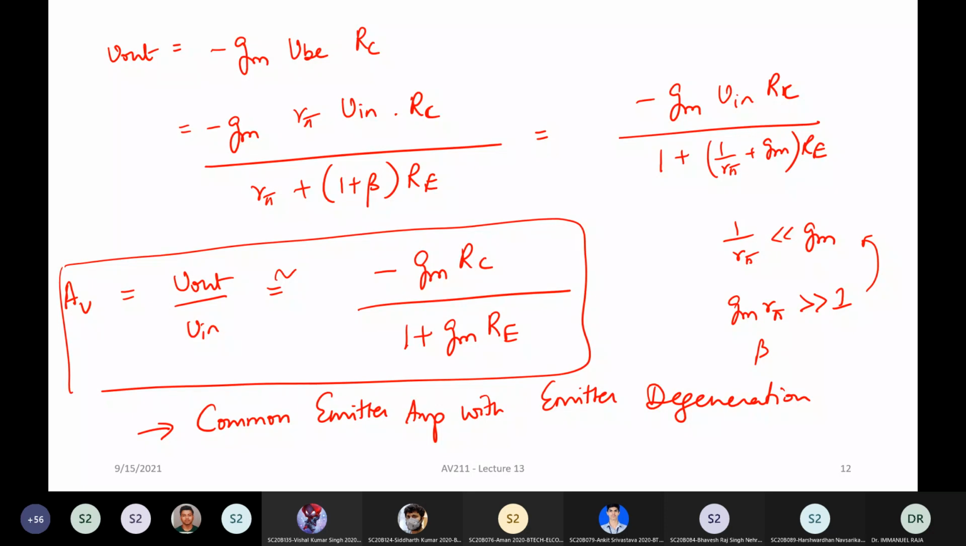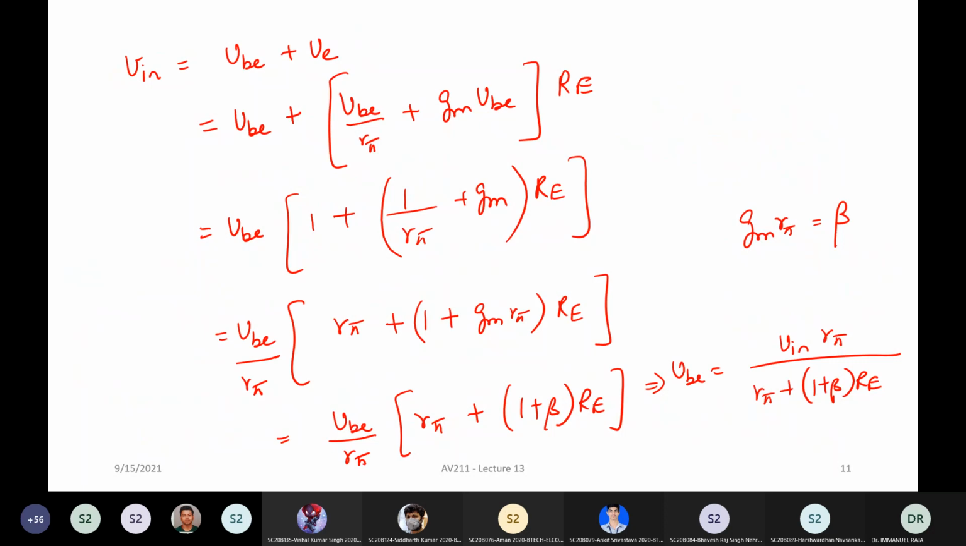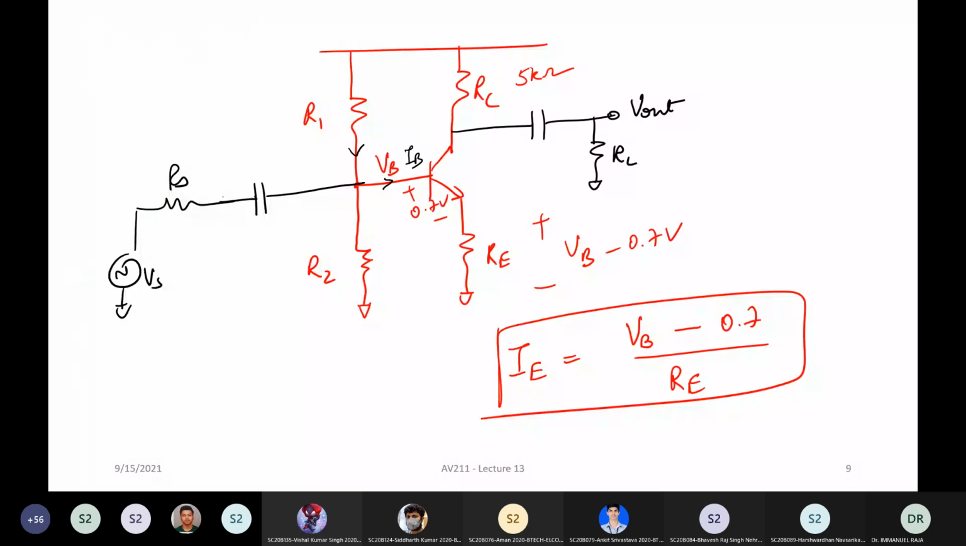If you have any other doubts, questions, please go through the material in Sedra Smith. Because these are all quite new concepts, this might be given under the heading of common emitter amplifier with emitter degeneration. Please read through the textbook. That is quite important. In fact, there is one more hack that people do. I'll just give you the hack.